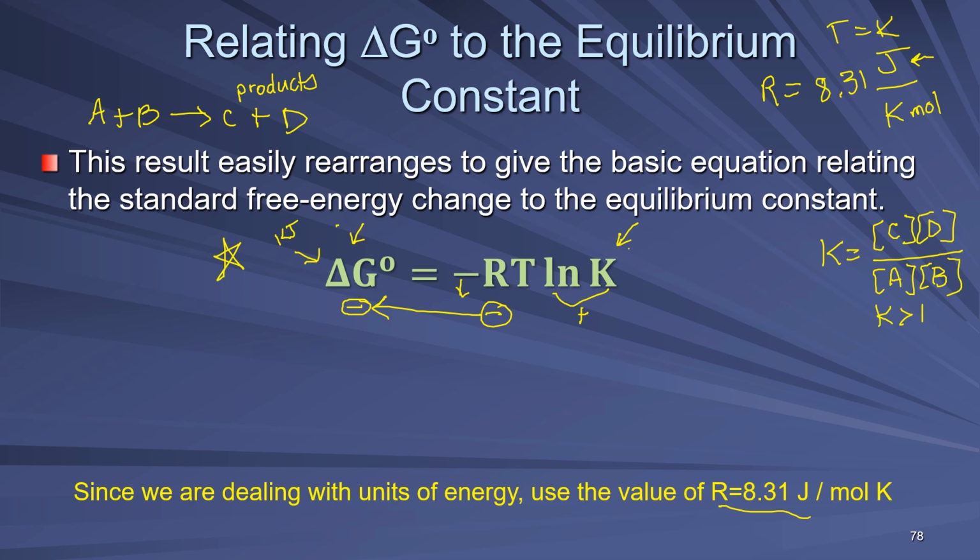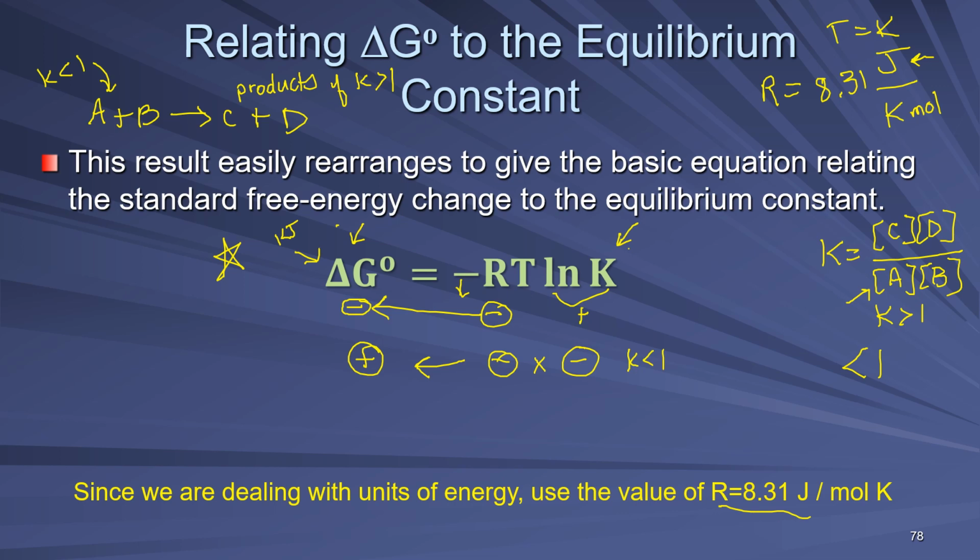If K is less than 1, what does that mean? That means the reactants predominate, A and B. So this is K less than 1, reactants predominate. Products predominate if K is greater than 1. So if K is less than 1, then the natural log of K is a negative number. And a negative times negative will give me a positive delta G. That means it's not spontaneous. So if K is very small, that means reactants predominate. It's not a spontaneous reaction.